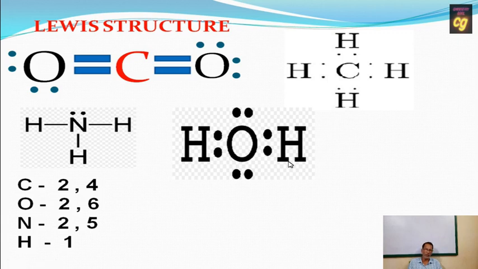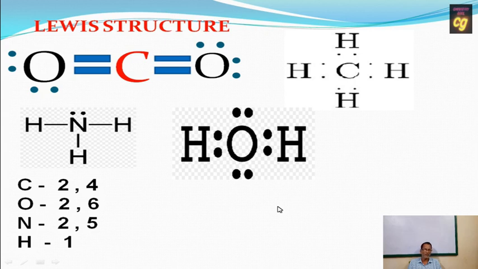Similarly, if you come to the water molecule, H2O, oxygen has the electron configuration 2,6, so it requires 2 electrons to satisfy the octet rule. So to satisfy the octet rule, what happens? 2 hydrogen atoms come closer and each hydrogen contributes a single electron with the oxygen atom, forming 2 covalent bonds. Oxygen contributes 2 electrons for the formation of the 2 covalent bonds.